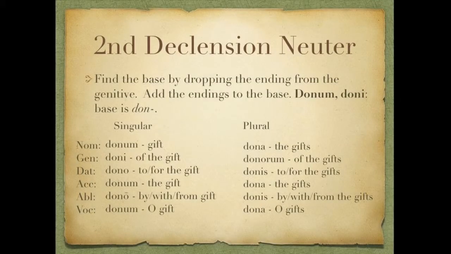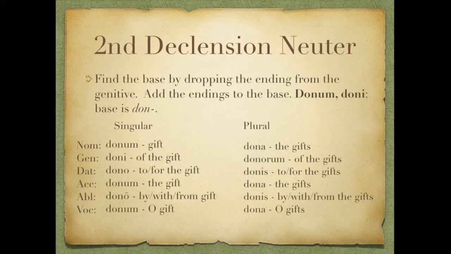So just like we've done before, we need to find the base by dropping the ending from the genitive. We'll add the case endings to the base. So our example, donum, doni, Latin for gift, we drop the i and we have the base don. So to that we'll just add our endings like we've done before.